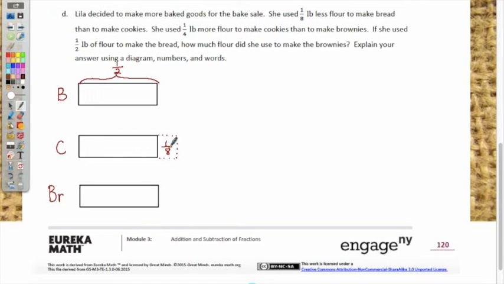So then it says she used 1/4 pound more flour to make cookies than to make brownies. So cookies are the most. From cookies, look at this, it's pretty tricky. From the end of cookies, we have to subtract 1/4. Yikes. How are we going to do that? Well, let's start by getting these brownies to the end of cookies, and then figure out how to get that 1/8 turned into 1/4.